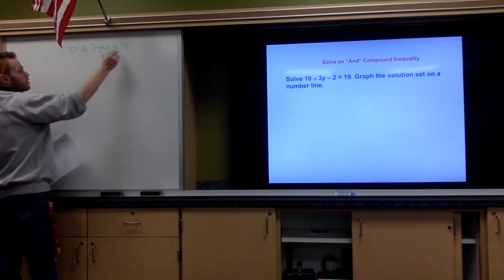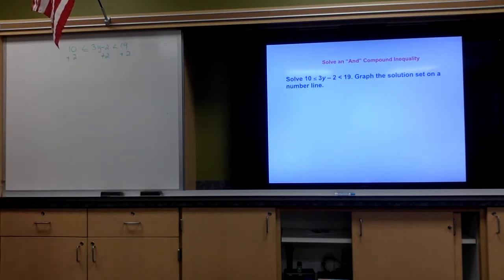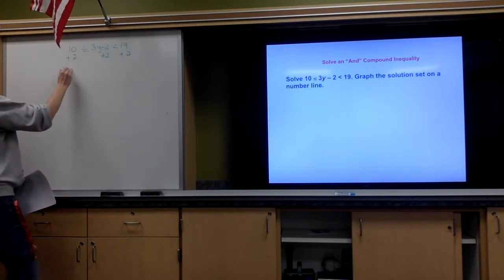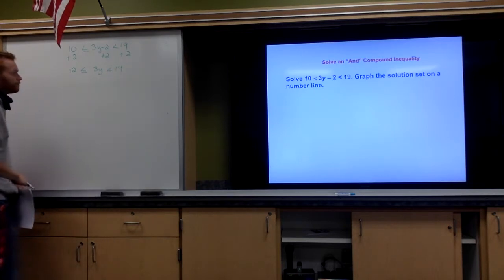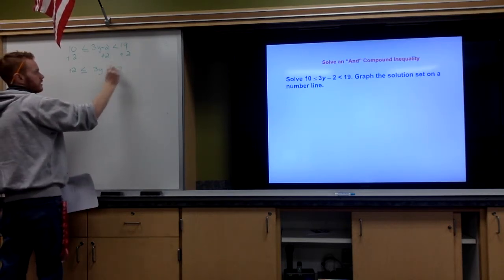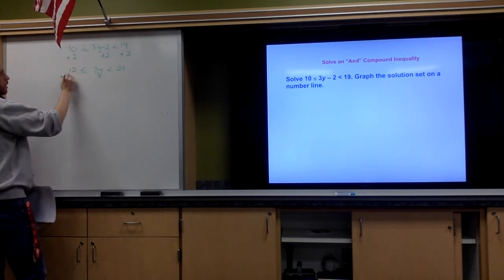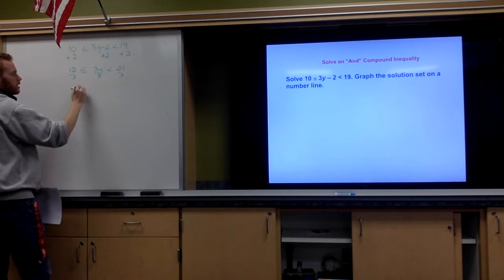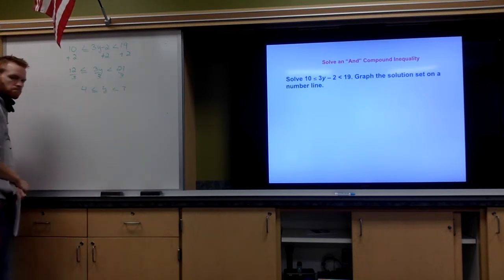So when I add 2 to both sides, it looks like this. I still want to solve for y. So 12 less than or equal to 3y less than 21. Sorry, not 19, 21, I forgot to add those. And divide everything by 3 to get y by itself. So 4 less than or equal to y less than 7.